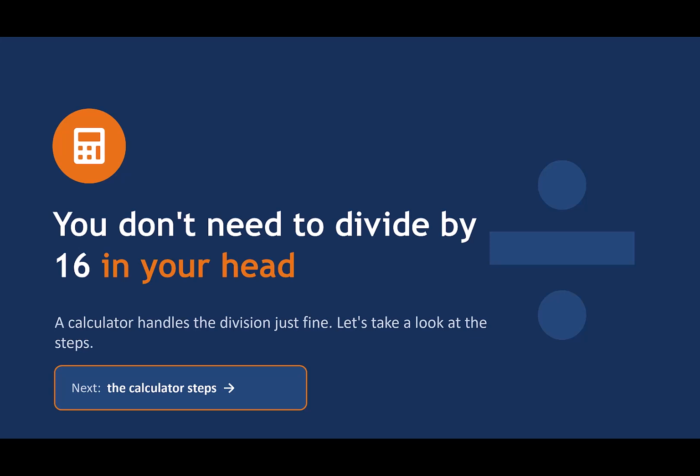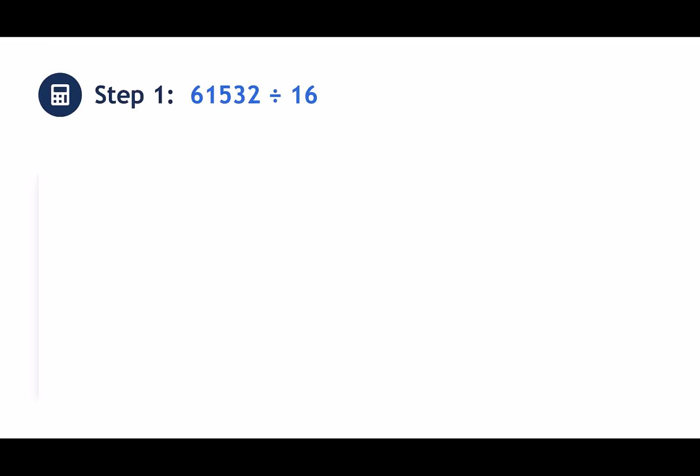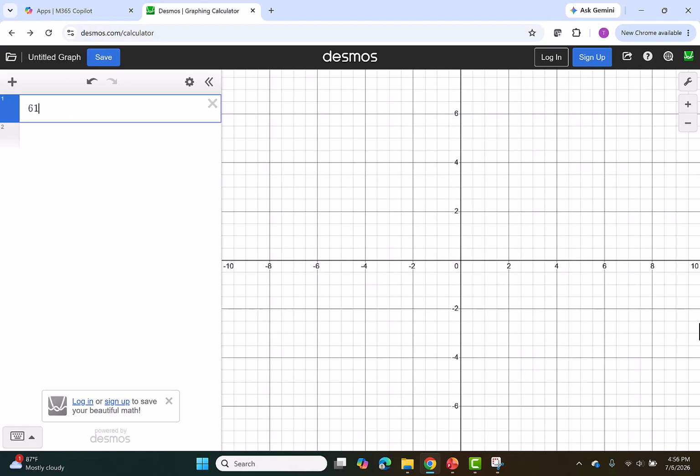So instead of trying to do this in our head or write down long division, we're going to go through calculator steps that will take care of the hard part for us. So here's the problem we're going to do. We're going to write 61,532 in hexadecimal. So in our calculator, we put 61,532 divided by 16.